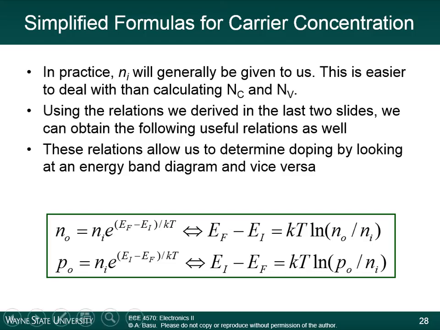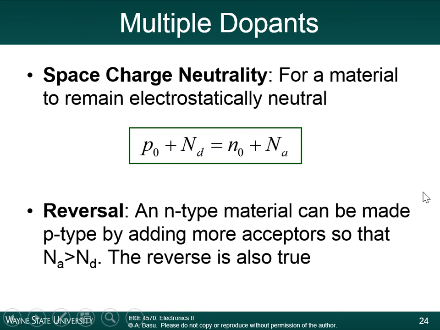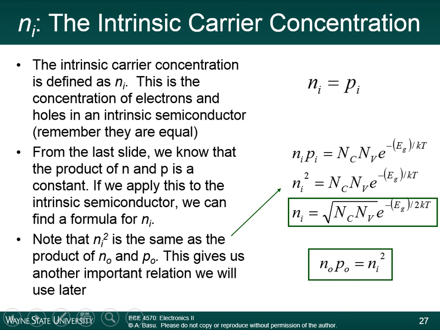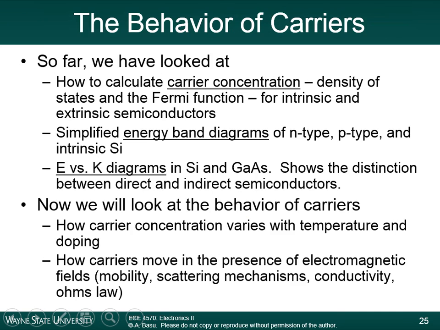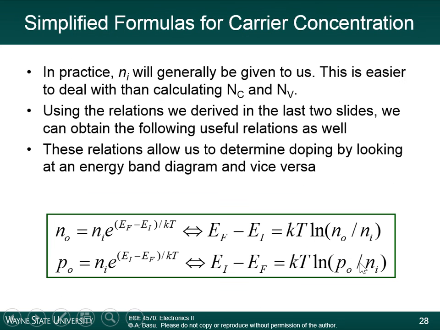Yes? What if it was evenly doped with p-type and n-type dopants? It's still right in the middle, right? If it's evenly doped, we talked about this really briefly at the end of class last time. You can use the space charge neutrality formula as well as the np equals ni squared formula to find the electron and hole concentration. This is actually one of the problems in your homework. Once you have the electron and hole concentrations, you can then figure out where the Fermi level lies.